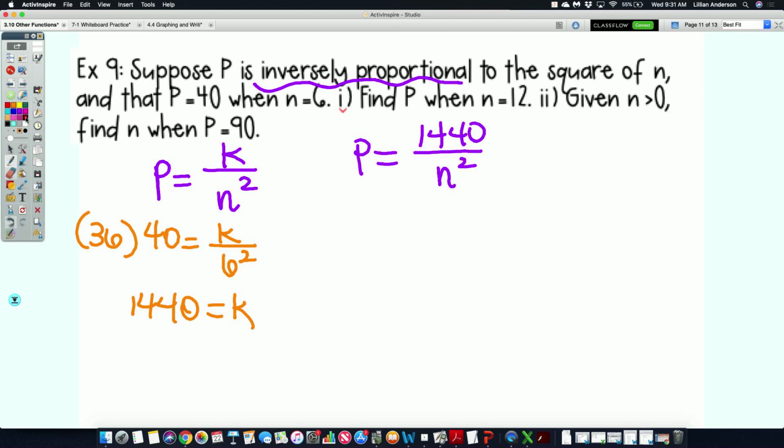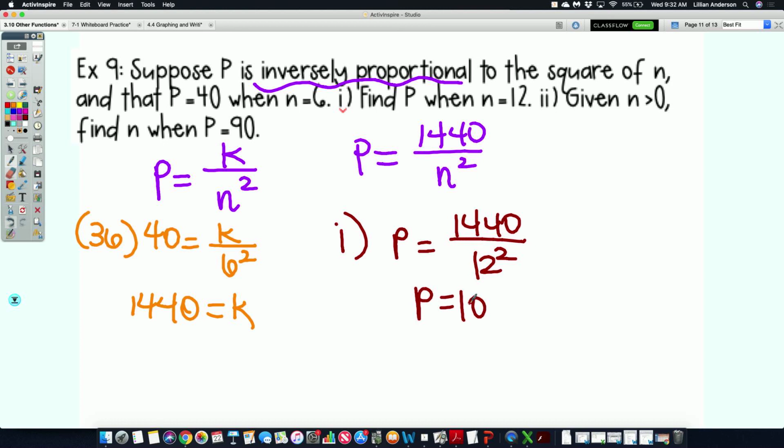From there, you had to plug in to find I. What'd you guys get for the value of p? 120. Okay, for I, because P equals 1440 over 12 squared, so P would be 10. Yeah, it's 10. But it's 12 there. Okay. 12 squared is 144. So then that would be 10. Then for double I.